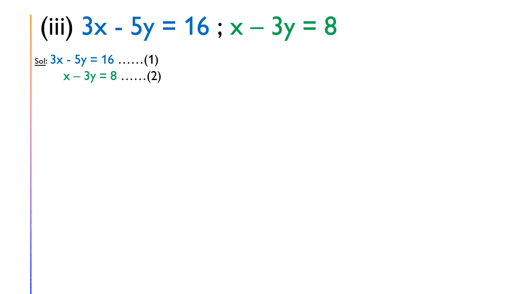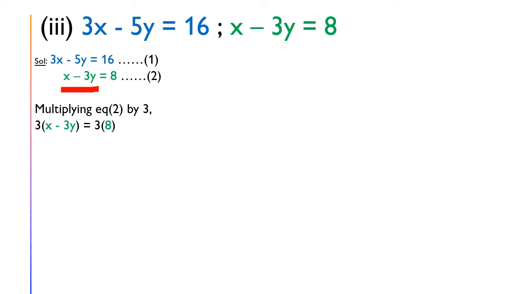So if we look here, 3x minus 5y is equal to 16 and x minus 3y is equal to 8. It is easy for us to change the second equation. For changing the second equation, I'll have to bring 3 here, so I'll have to multiply the equation by 3. My step will be multiplying equation 2 by 3. Here I multiply this entire equation by 3.